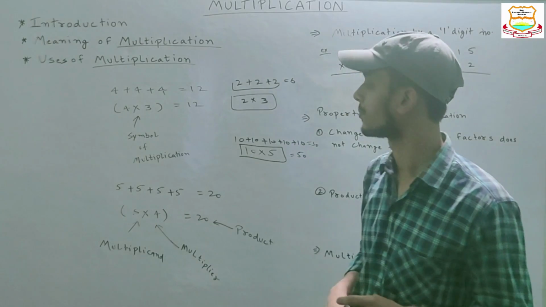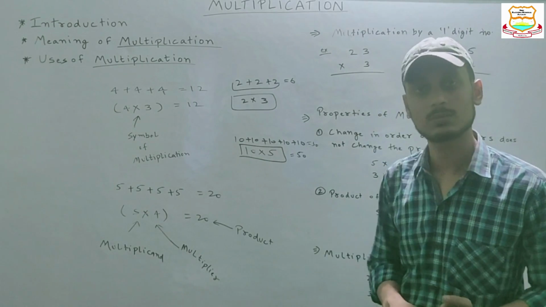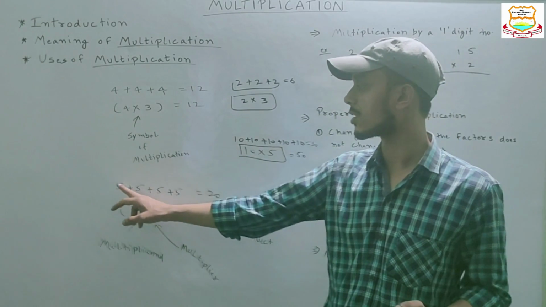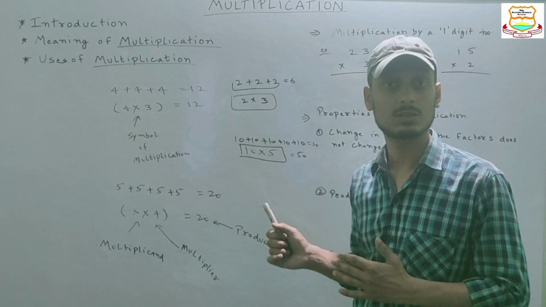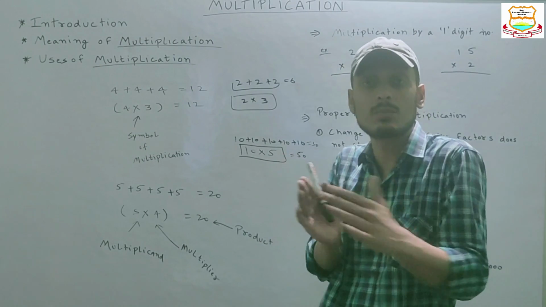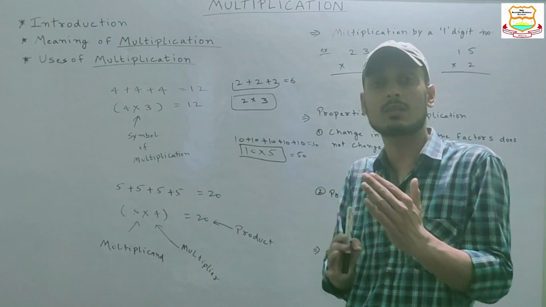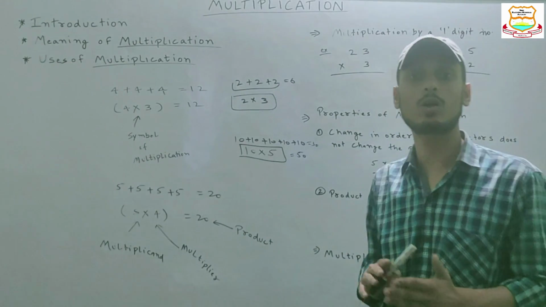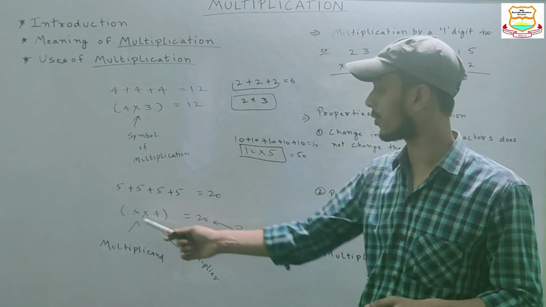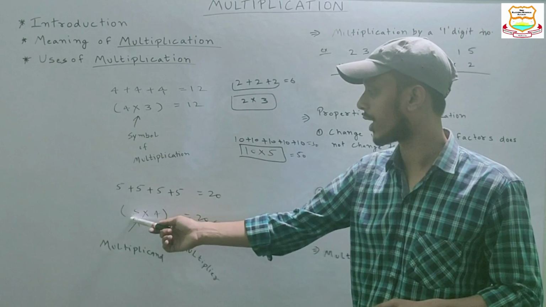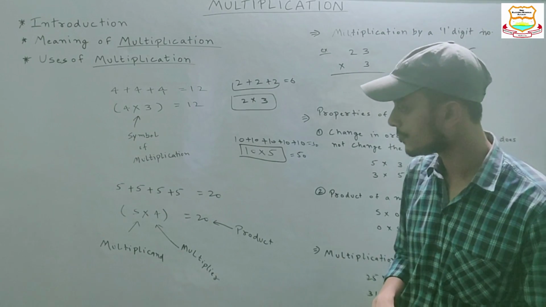This cross, this X symbol, is the symbol of multiplication. Got it? Now let us see another example. 5 plus 5 plus 5 plus 5 equals 20. Means the same number 5 is being added 4 times. So as we learned here, when a particular number is added repeatedly, we can represent it in the form of multiplication. 5 into 4 means 5 is being added 4 times continuously. The answer will be 20.